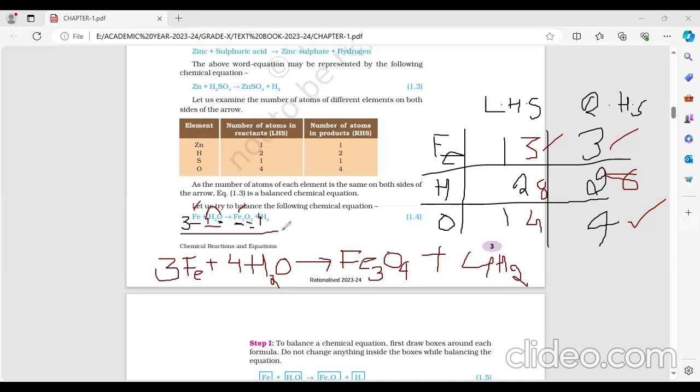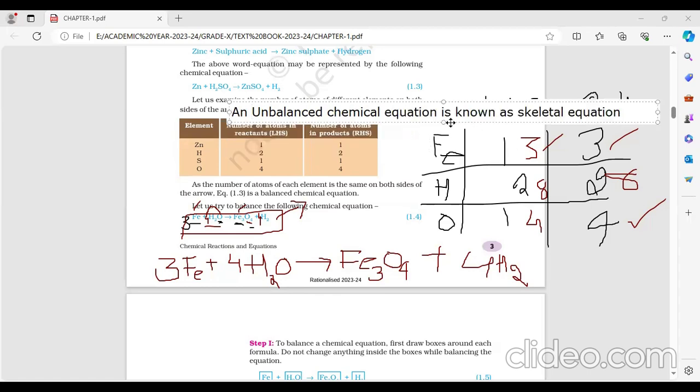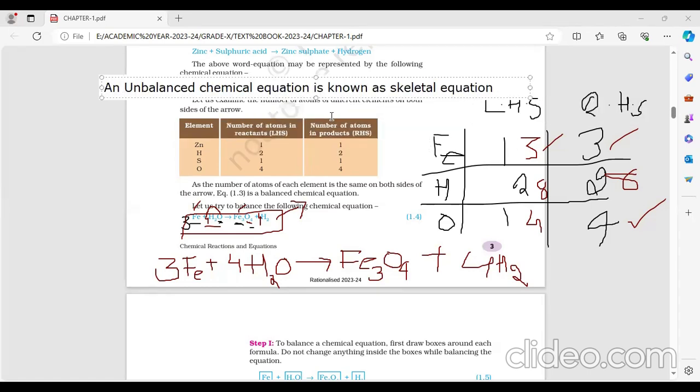Now here if you observe, was it balanced previously? No, it is not balanced. Very, very important: any unbalanced chemical equation is known as a skeletal equation. Understood? An unbalanced chemical equation is known as a skeletal equation. So what we have to do is balance the skeletal equation. When you balance the skeletal equation, it is called a balanced chemical equation.